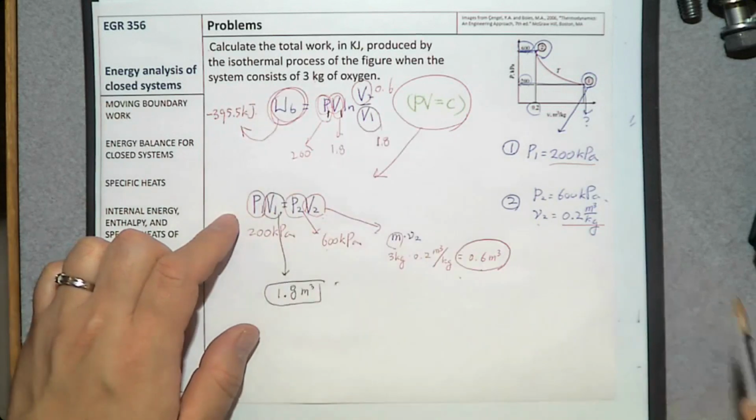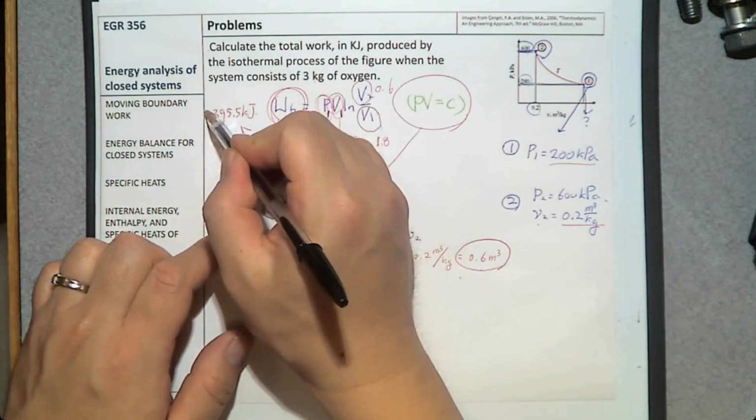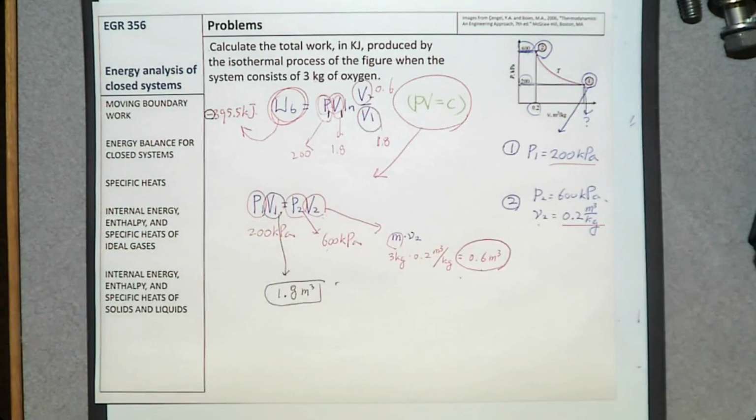Why is there a negative sign? Work is done on the system. So that means that it's a compression process. If you look at the initial volume and the final volume, you can see it's a compression process. The work is done by the surroundings on the system. So that's how you determine a moving boundary work.